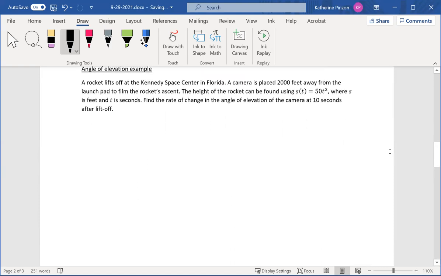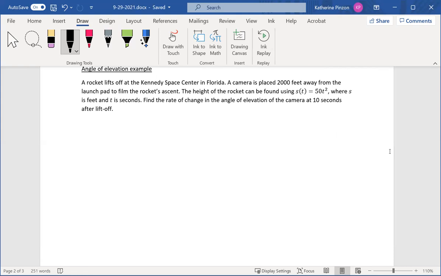A rocket lifts off at the Kennedy Space Center in Florida. A camera is placed 2,000 feet away from the launch pad to film the rocket's ascent. The height of the rocket can be found using this function. s of t is 50t squared, where s is feet and t is seconds. Find the rate of change in the angle of elevation of the camera at 10 seconds after liftoff.